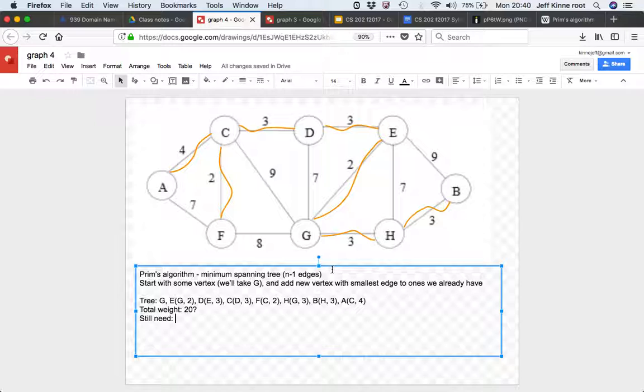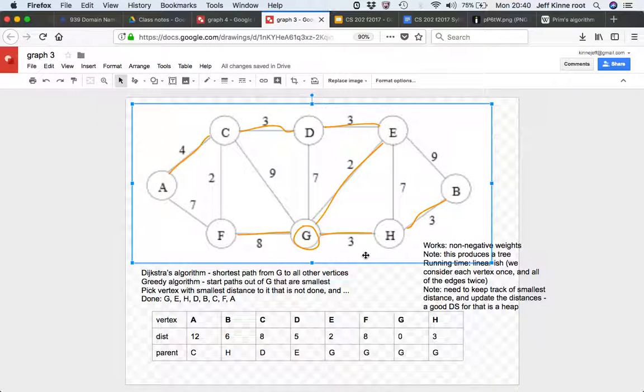Alright, so that is a spanning tree. There's no cycles, and it's the smallest weight spanning tree in this graph. There could be more than one spanning tree with the same weight, but we're guaranteed to get one of them that is smallest weight. If we compare the spanning tree that we got from doing Dijkstra's algorithm, this is not necessarily going to give us a smallest weight spanning tree, and if you add up the weights, I think you're going to get something larger than 20 here.